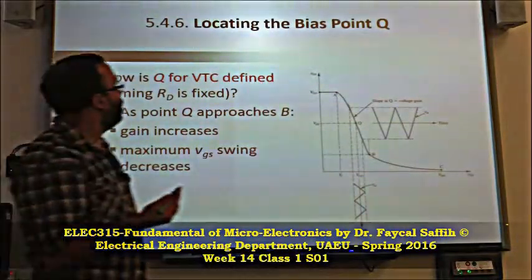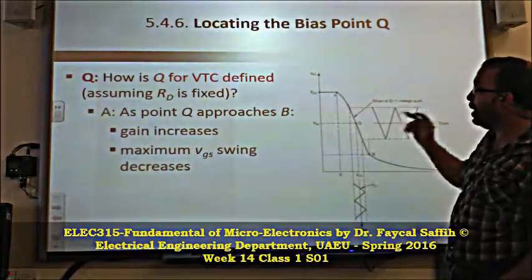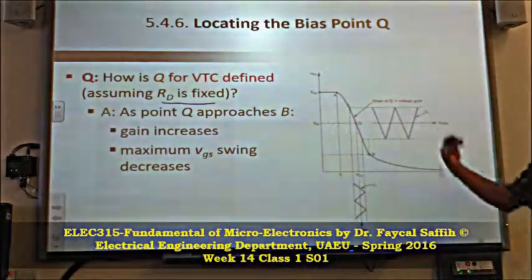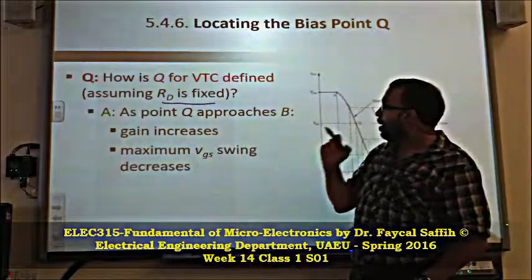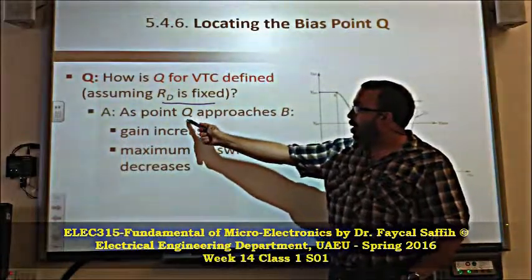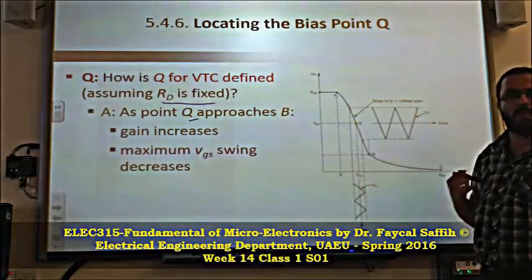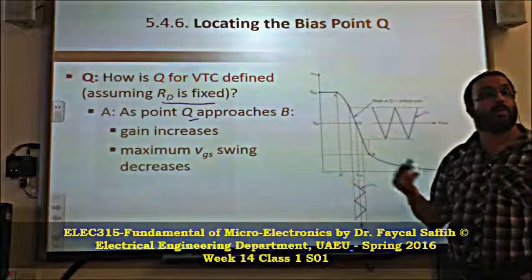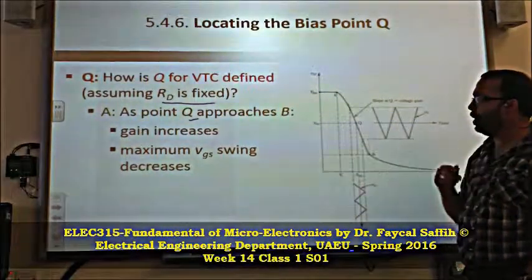Okay, what does this say? Locating again the operating point Q, assuming here in this case RD is fixed. Means for a given RD, give me where I get Q. So the answer is, Q has to be between A and B, yes or no? Why? Because the operating point has to be in saturation. It cannot be here, cannot be there. It has to be here.